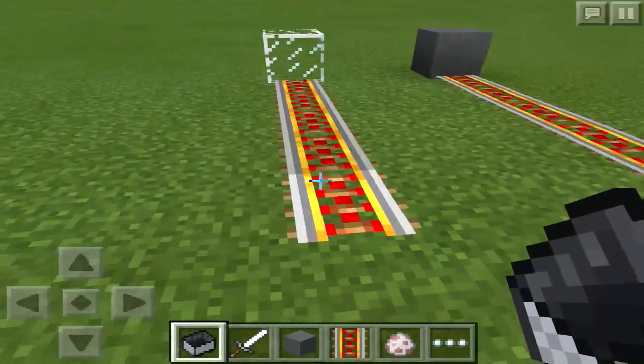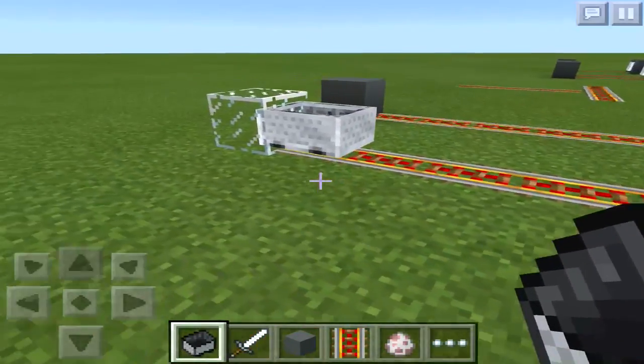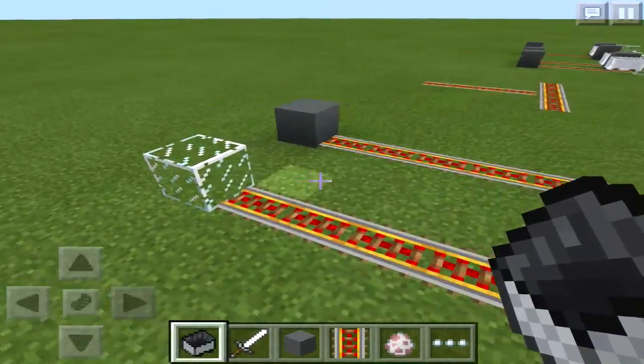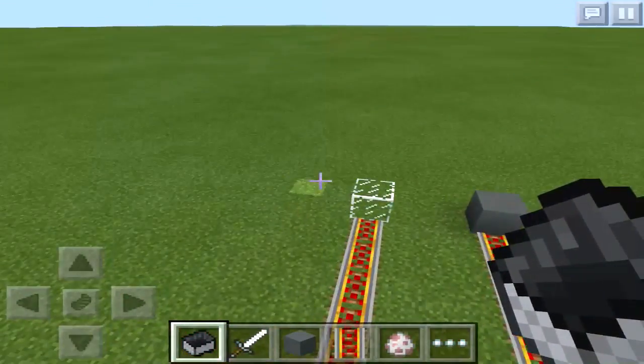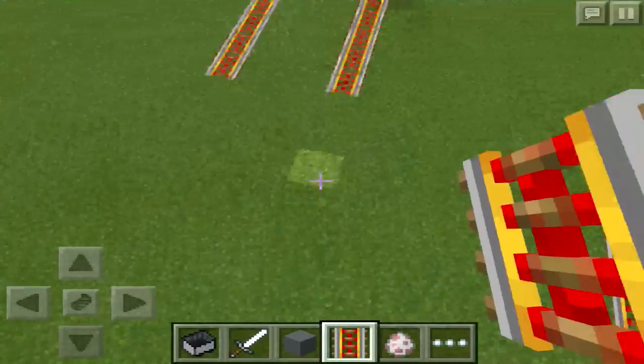But when you have a piece of glass, like so, if you were to push the cart into it, voila, it sticks right in there. Now, I'm not quite sure if this works with any other block besides glass, to be honest with you. It might not, but I would just stick with glass if you're really planning on doing something with this system.